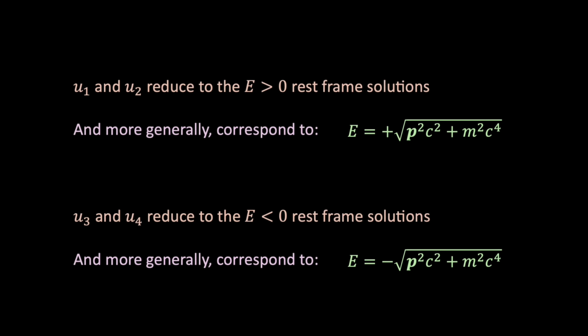The Dirac equation demands 4 solutions, 2 with positive energy, 2 with negative. This isn't optional. It's baked into the structure of the equation itself. The mathematics insists on it. But now that we've established the mathematical necessity of these 4 solutions, especially the 2 with negative energy, we face a deeper question. What do they mean?